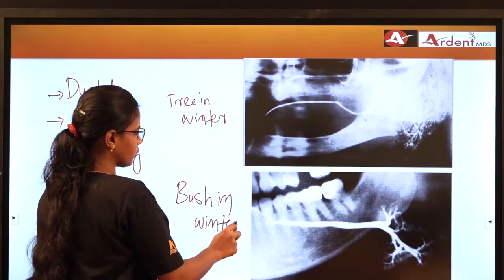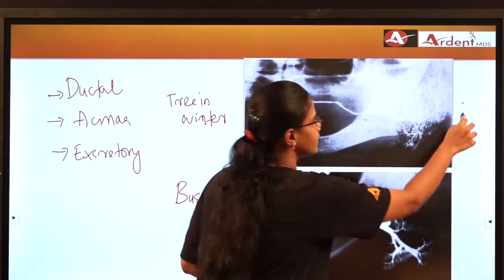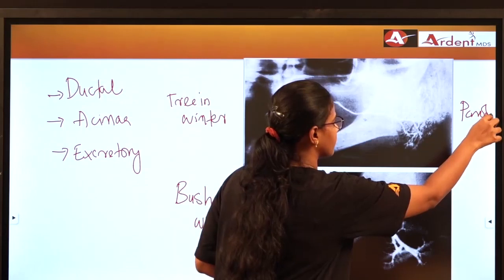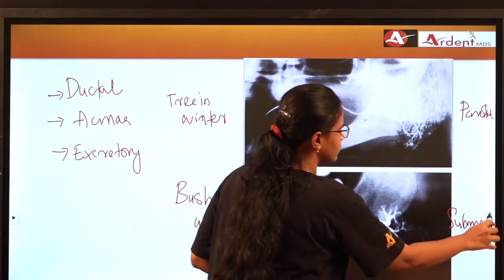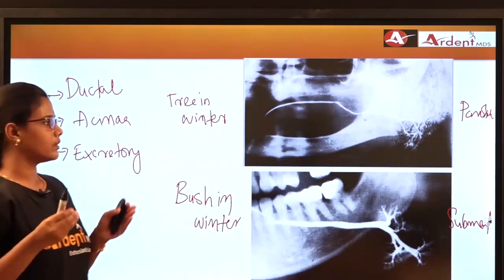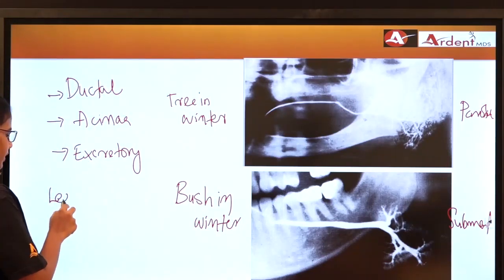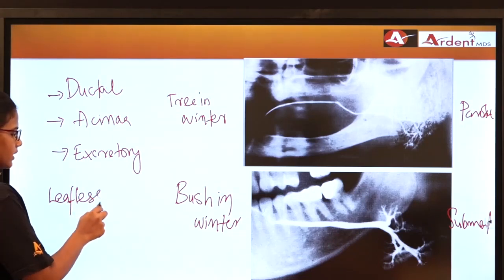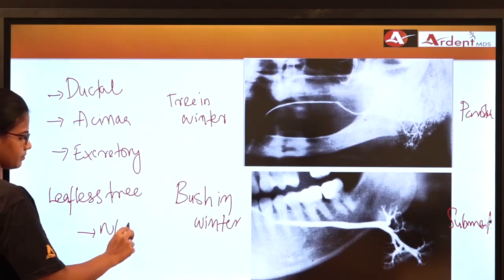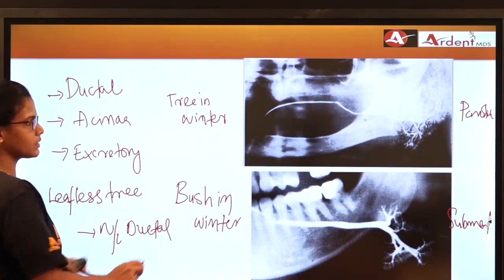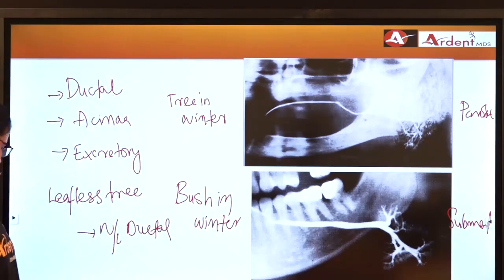So these are actually not disorders. This is the normal sialographic image of your parotid gland, and when it is bush in winter it means it is your submandibular gland. This is the normal sialographic image, and the normal sialographic image of your ductal system is known as leafless tree appearance. So you have to remember these terms. Leafless tree appearance is the normal ductal system. So this is tree in winter for parotid gland. This is bush in winter for submandibular gland.